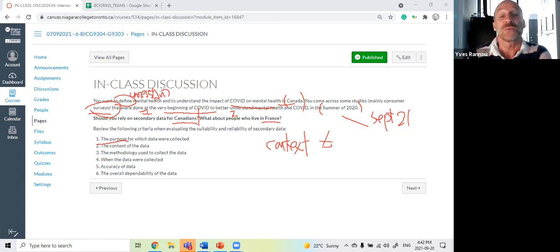But anybody else wants to give it a try, or do we want to continue on maybe looking at purpose? I know you're all very tired. Okay, let's look at the purpose.